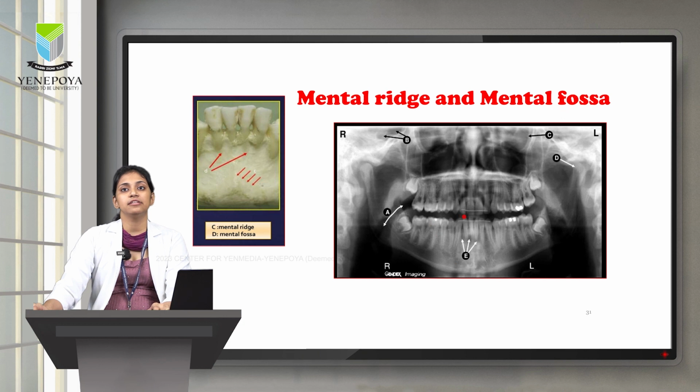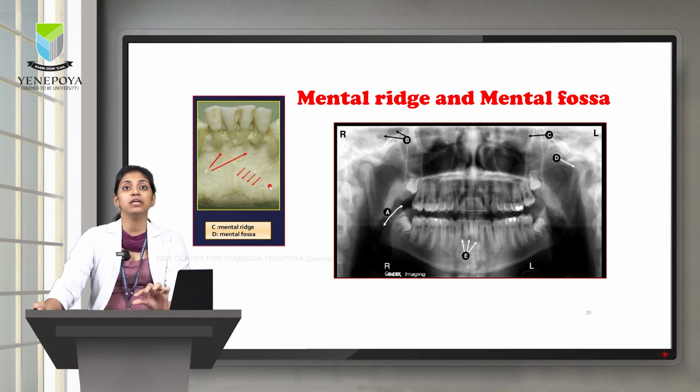Mental ridge and mental fossa. Mental ridge is a dense elevation of bone which is located in the anterior part of the mandible, like an inverted V extending from the symphysis downwards and backwards towards the premolar region.